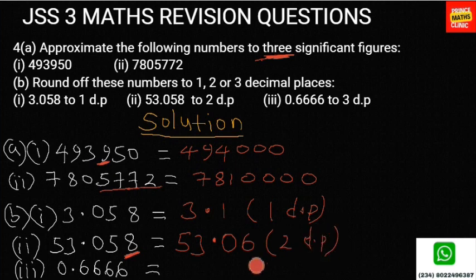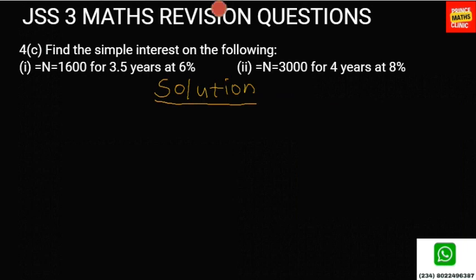Good. Then the last one says 3 DP. So write 0, 6, 6, that's 2. Then the third one, write 6, but the number after it is 6. Change the 6 to 1, add it to this, so this becomes 7. So this is 3 DP. Good. Then let's look at the last question, which has to do with simple interest.